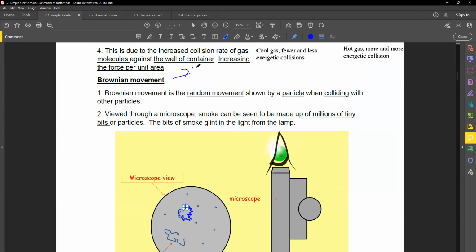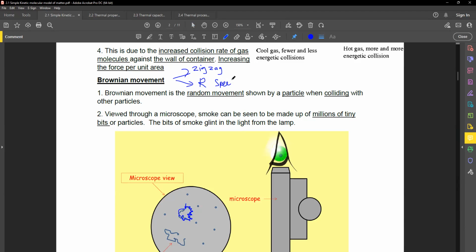characteristics. Number one, either they're going to be in a zigzag motion, right? Or number two, it's going to be random speeds, guys. Very, very important. If they ever ask you the characteristics here, you have to mention that the particles move in a random zigzag motion and also in random speeds.